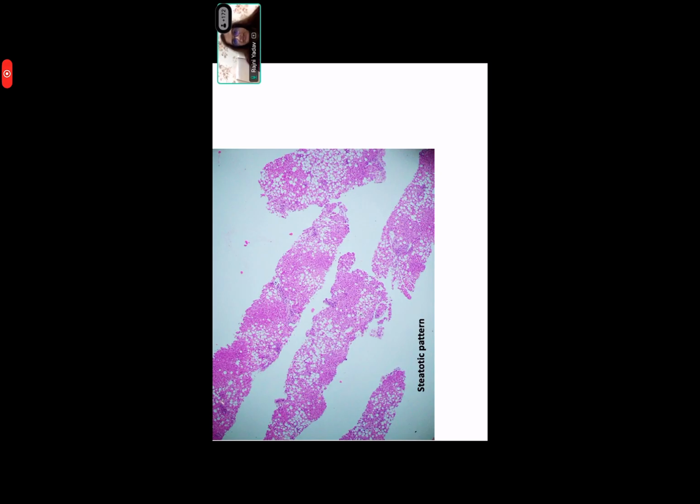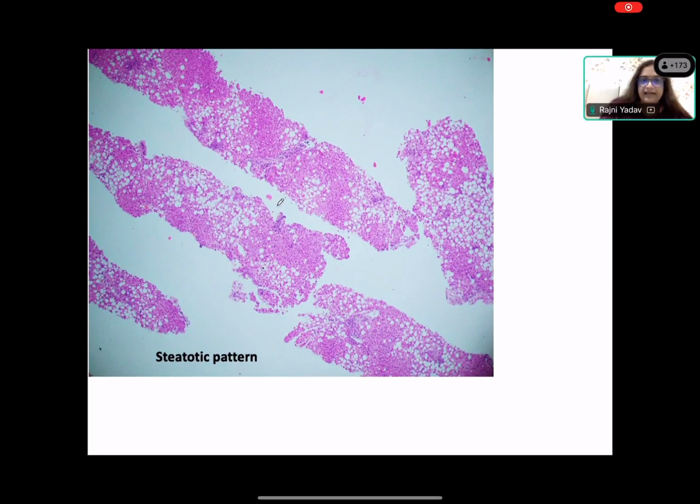So that's a Prussian blue stain. After finishing the normal, let's go through the cases of the steatotic pattern. So that's the first case. Now here we can see there are multiple liver biopsy tissue cores, and at this far, this is the 4x. At this far, predominantly we have got a steatotic pattern. These are a lot of vacuoles which are actually covering the majority of the portion of this biopsy.